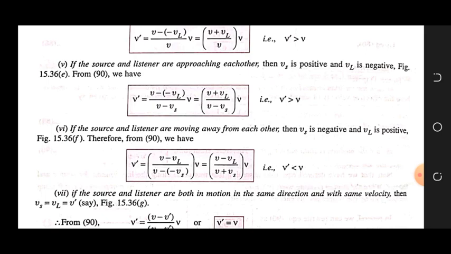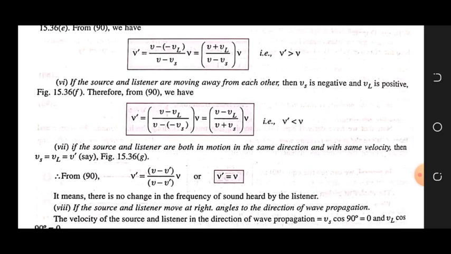Next, if both are going away from each other, then Vs will be taken as negative but Vl will be taken as positive. Then nu dash will be calculated as V minus Vl upon V plus Vs into nu. Here, as the denominator is greater, nu dash will start to decrease if the source and listener are moving away from each other.